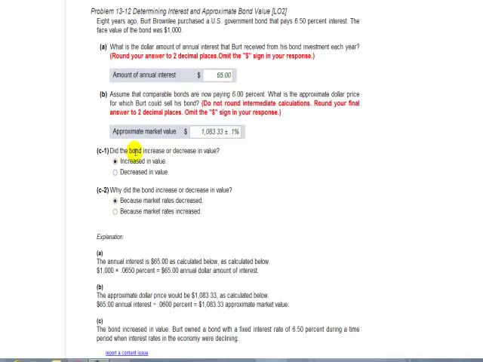Then in part C, let's see, did the bond increase or decrease in value? Well, it increased in value. It went from 1,000 to 1,083. And part C2, why did the bond increase or decrease in value? Well, in this case it went up in value because market interest rates decreased.